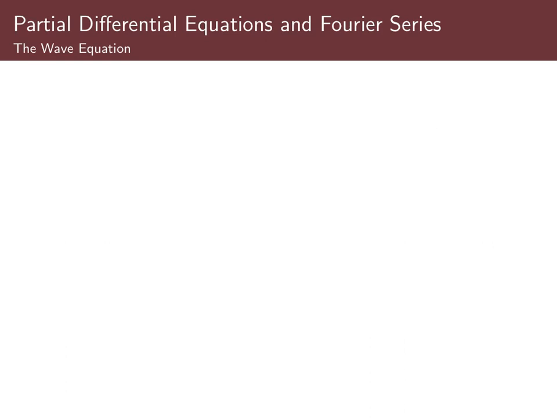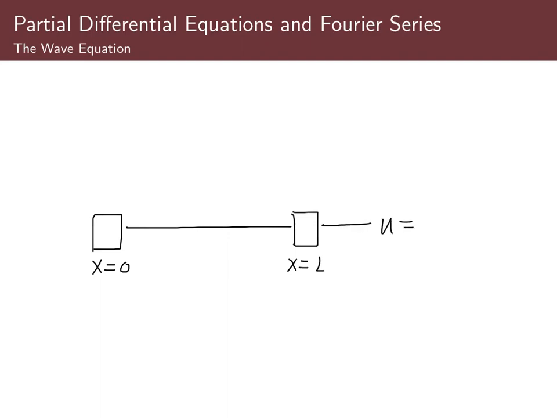So here the idea is we have one side where the string is fixed and then another side where the string is fixed. This is x equal to 0. This is x equal to L. We're going to assume that u equals 0 at both ends, and if we pluck the string, for example, the vertical displacement at x at time t is going to be given by u(x,t).